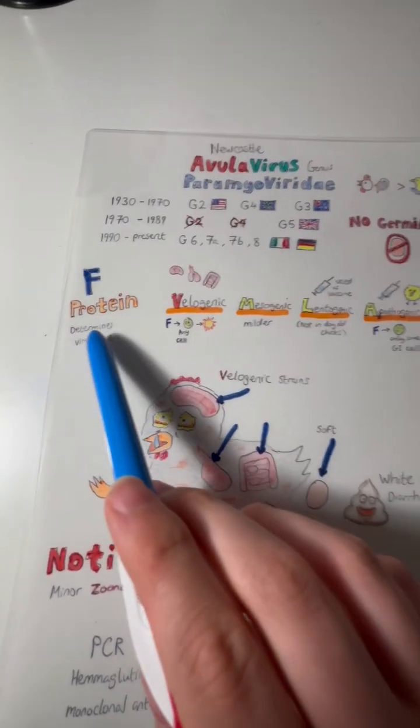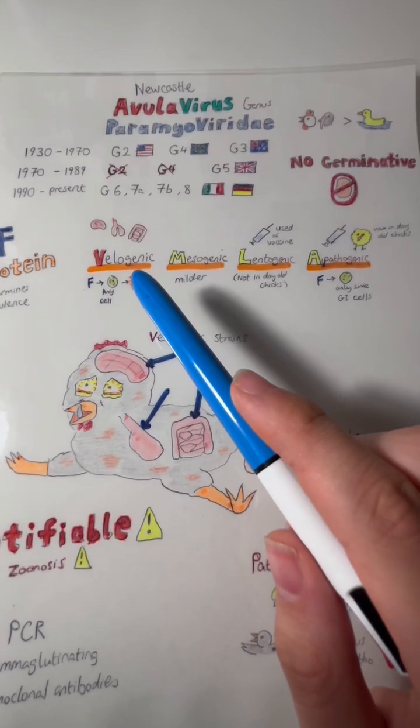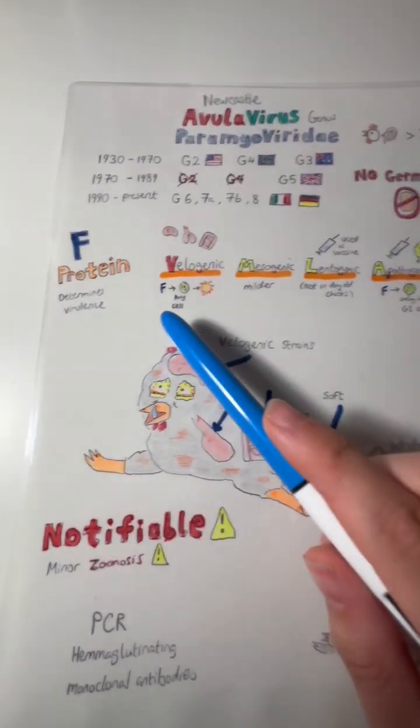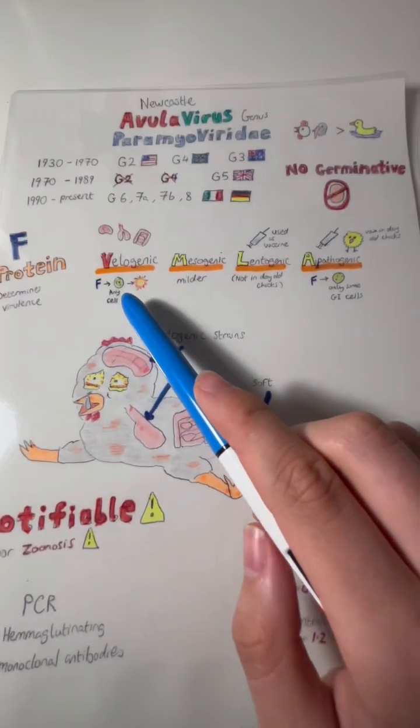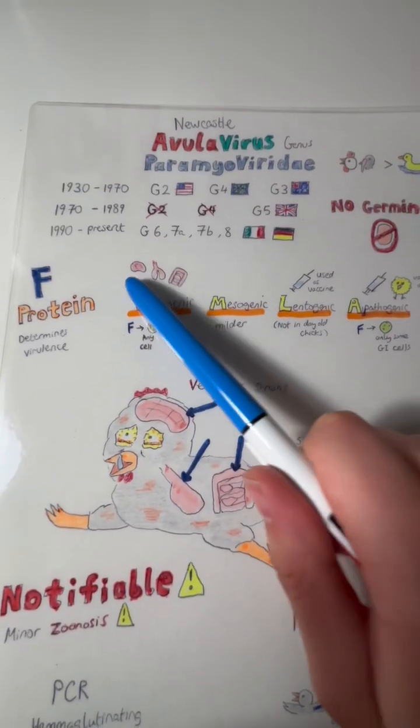The F protein determines the virulence. It causes different enzymatic cleavage sites. The velogenic strain is the most virulent strain. The F protein cleaves any cell in the body, and there is 100% mortality. It is viscerotropic, pneumotropic, and neurotropic.